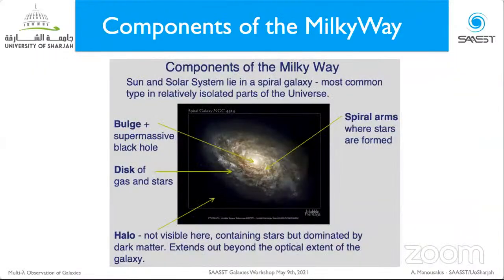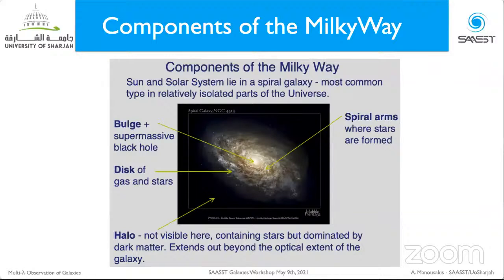But in order to have a galaxy, we need a supermassive black hole at the center of the galaxy to bind everything together. We need a disk that contains gas and stars. And we need the spiral arms where the stars are forming. In elliptical galaxies, we have the supermassive black hole at the center, and then we have a distribution mainly of stars. Gas is very, very little in elliptical galaxies. And of course, we have something that is not visible, but was discussed by Professor Mashour, the halo, which is not visible here, containing stars, but it's mainly dominated by dark matter.